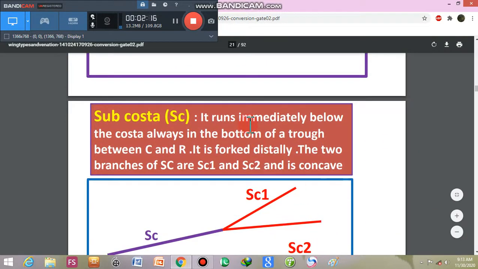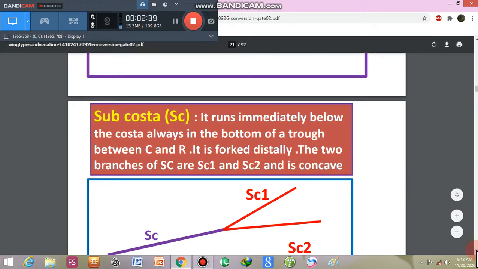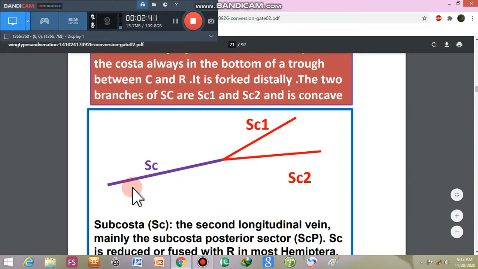Next is the subcosta. It runs immediately below the costa. It is present just beneath the costa, and always in the bottom of a trough between the costa and radial vein. It is forked distally. The two branches of the subcosta are SC1 and SC2, and it is concave. Here you can see that this is the subcosta. It is present just beneath the costa, and then it divides into two just like a fork.